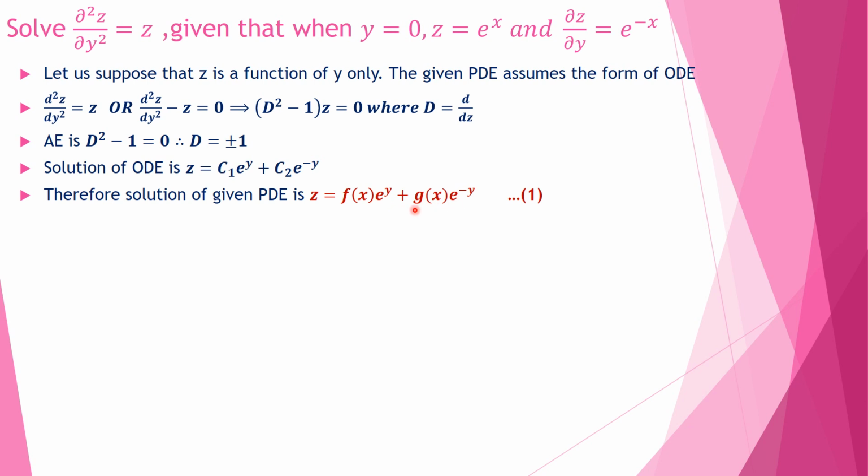Now we have to find expressions for f of x and g of x, which will give us the full solution of the partial differential equation. To find the f of x and g of x values, we will use the given conditions. So what is the first condition given?